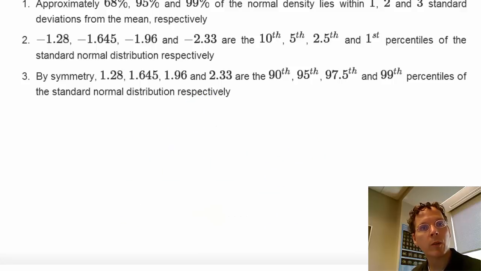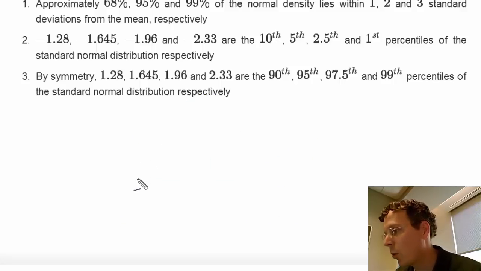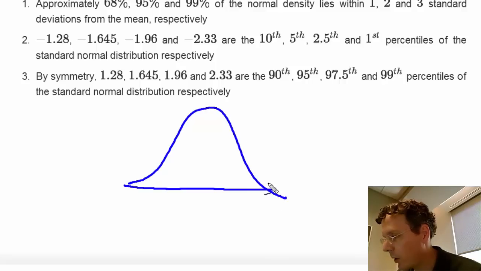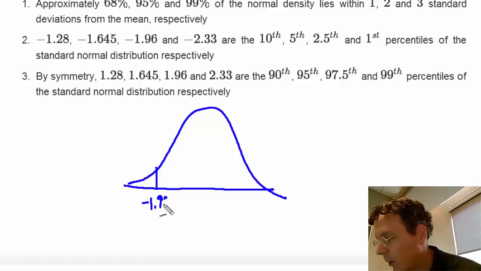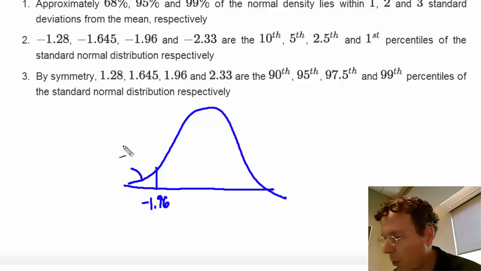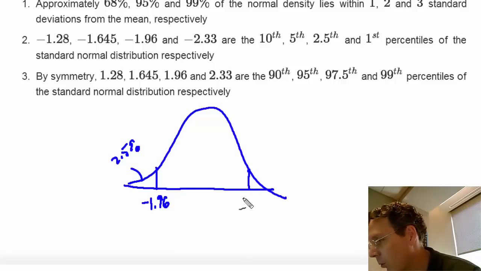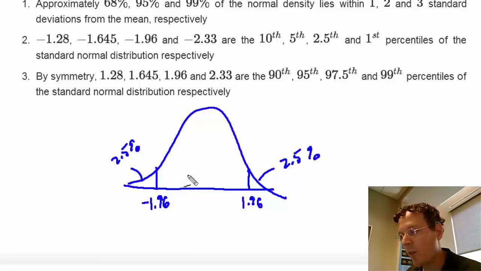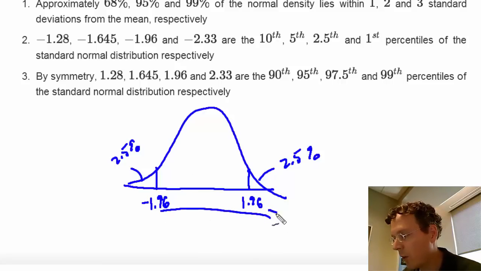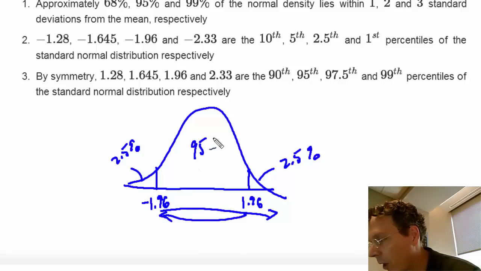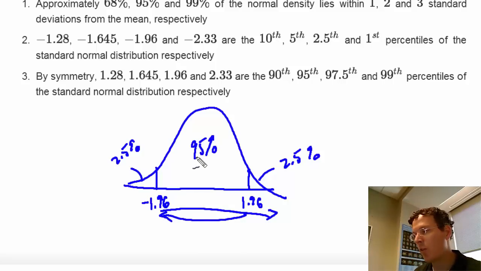Let's do one more. One of the more important quantiles that we have to remember is 1.96, or close enough to 2. We often round it up to 2. Negative 1.96 is the point such that 2.5% of the mass of the normal distribution lies below it, and positive 1.96 is the point such that 2.5% of the mass lies above it. This would mean that 97.5% lie above this point right here, and 97.5% lies below that point right there, so that 95% lies in between.